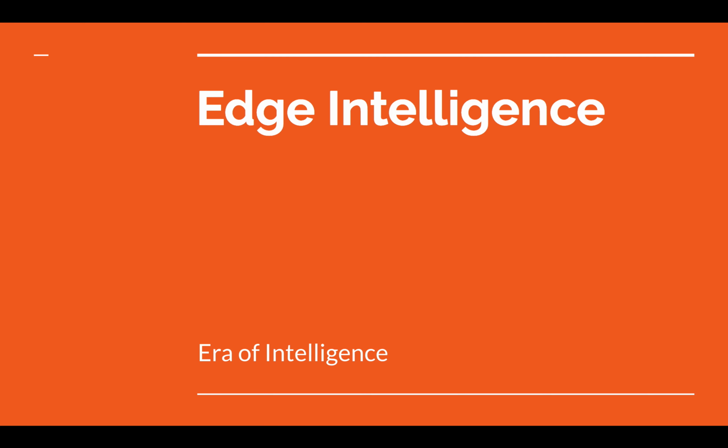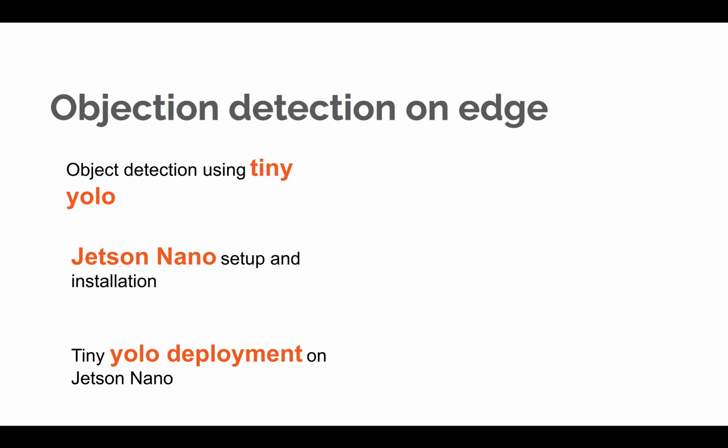Hello friends, we are going to discuss object detection on edge. Here I'm presenting a demo of how we deploy a tiny YOLO model on an edge device. We are using the edge device Jetson Nano, though many different kinds of devices are available in the market. Briefly, we are going to discuss object detection on the edge, and first I'm going to tell you about tiny YOLO.